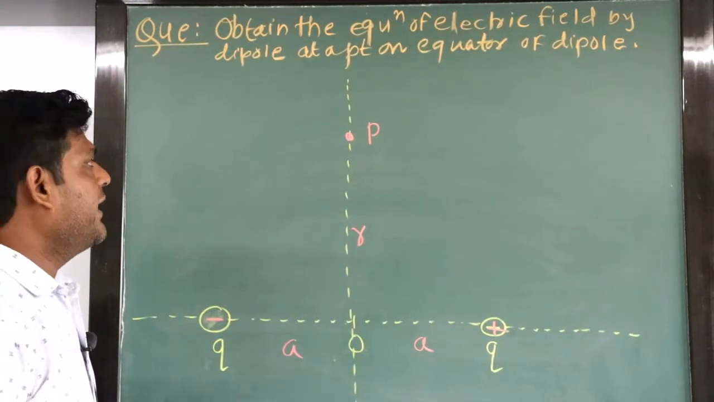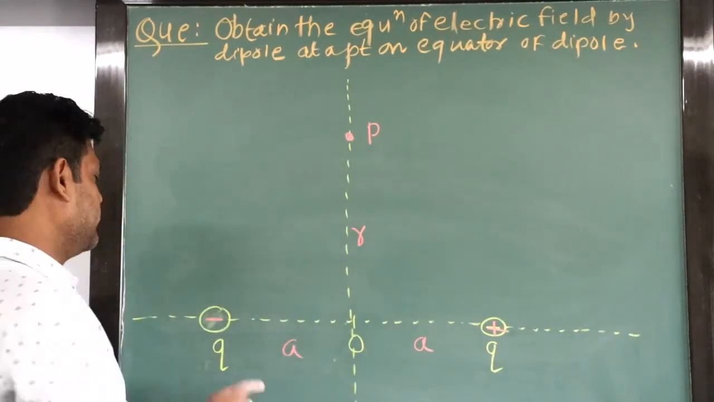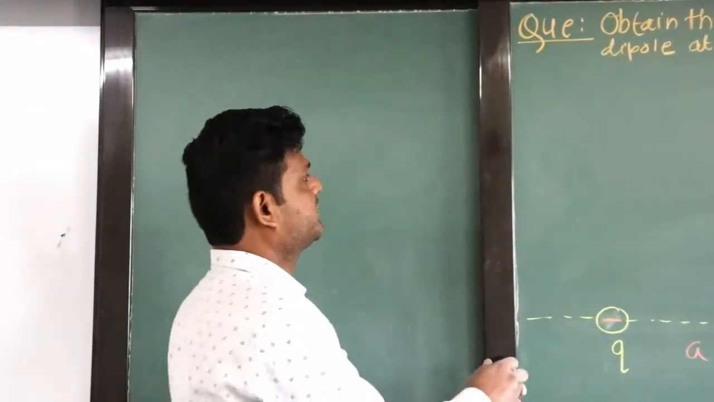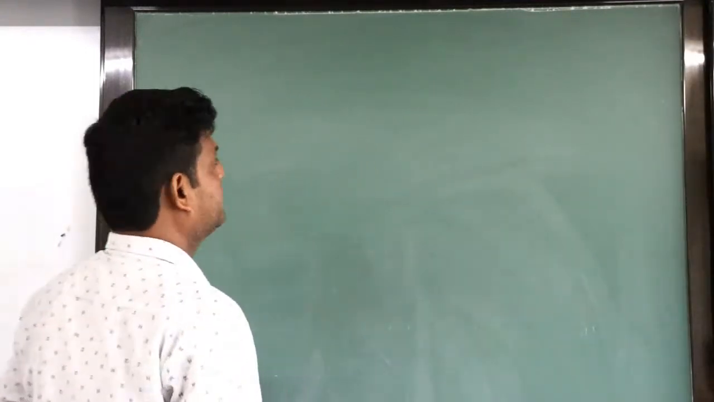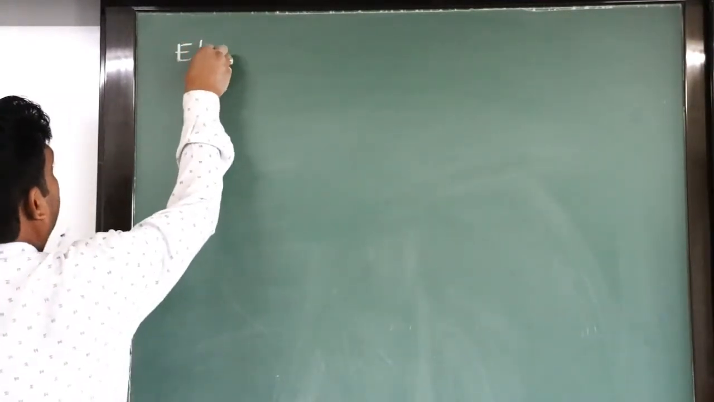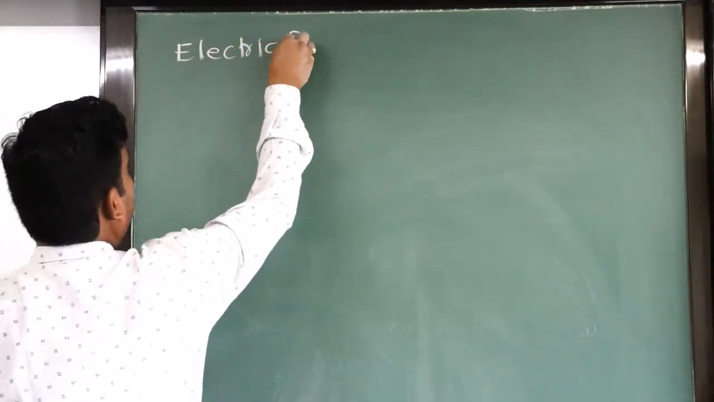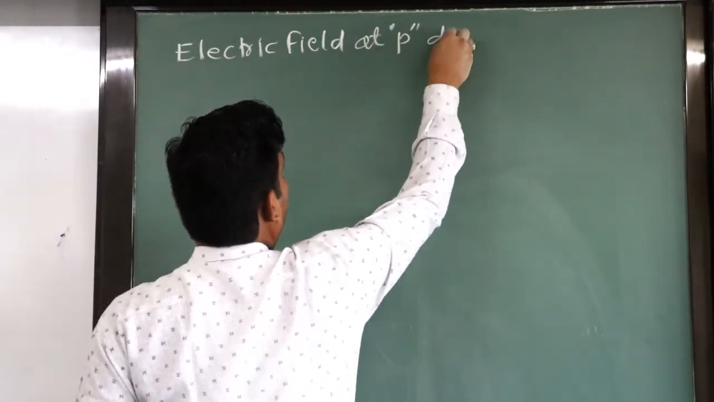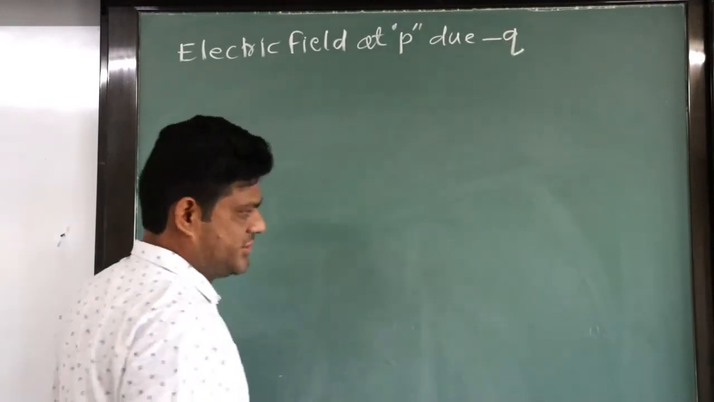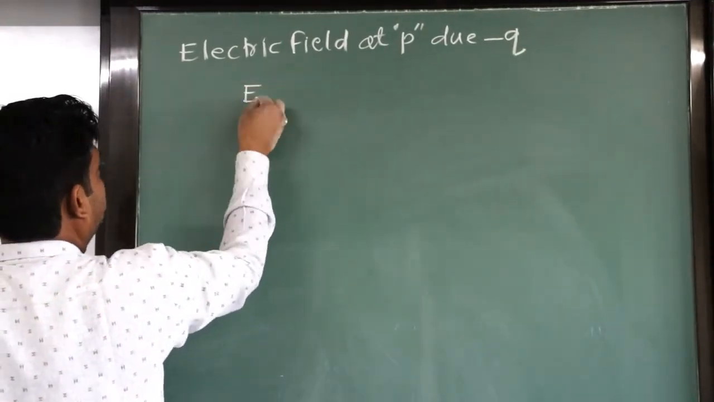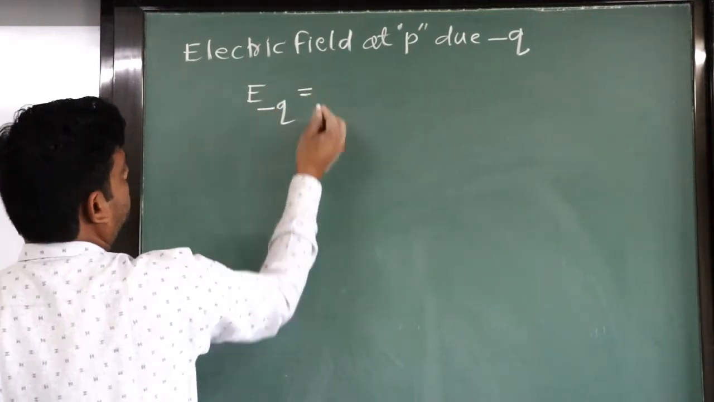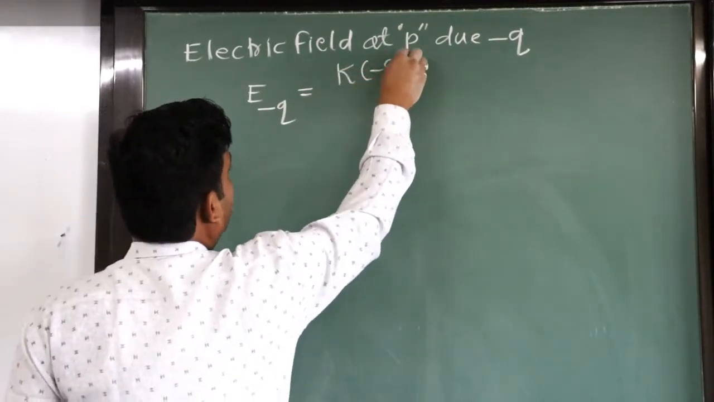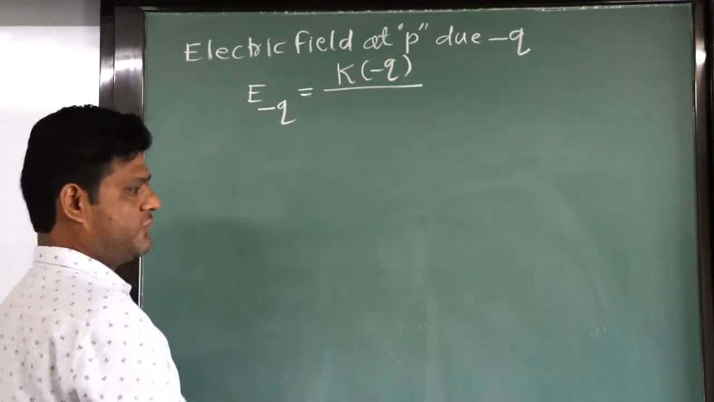First of all, we will calculate the electric field at point P due to the minus q charge, and that will be denoted by E minus. The electric field at P due to minus q charge will be denoted by E minus or E minus q, both we can write. The formula for E, we know, is kQ divided by distance square.